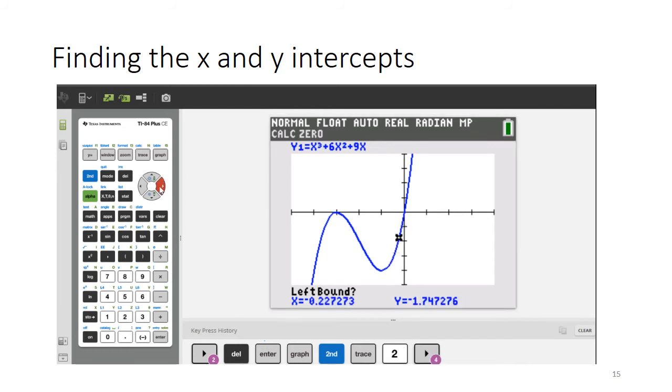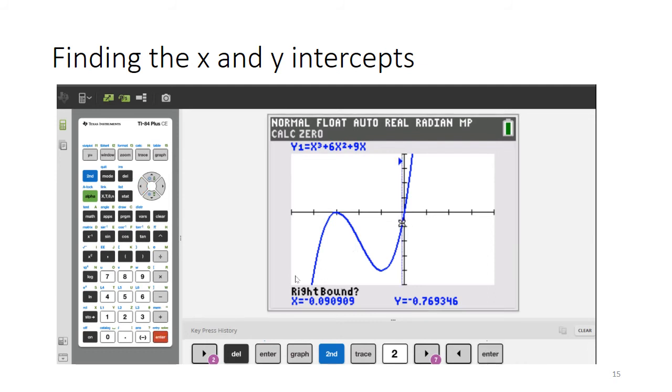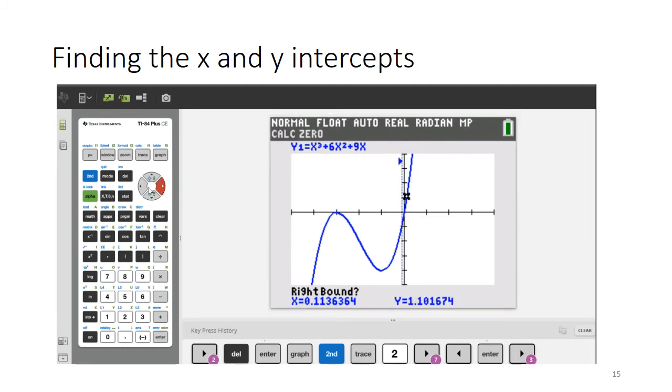So I'm just going to move it to the left of that point. It doesn't have to be exact, it can be around here. This x is at the left of the point that I want the calculator to tell me the coordinate for. Now I'm at the left of that point. I press enter. The calculator will ask you the right bound. It wants you to move this x to a point right of the point that you want. So I'm just going to move it to the right of the point and press enter.